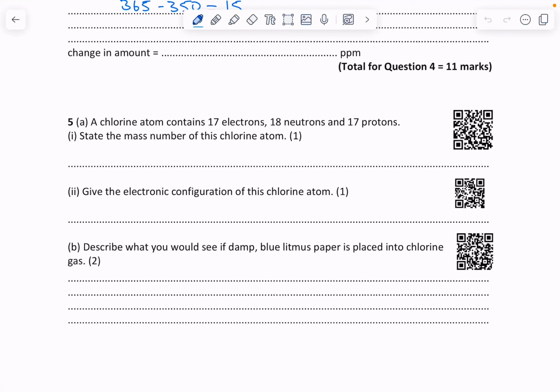Okay, so what we have to remember here is that the mass number depends on the number of neutrons and protons. So adding those together gives us a mass number of 35. Work out the electronic configuration. Well, we're told there are 17 electrons, so that's going to be 2 in the first, 8 in the second, and 7 in the third.